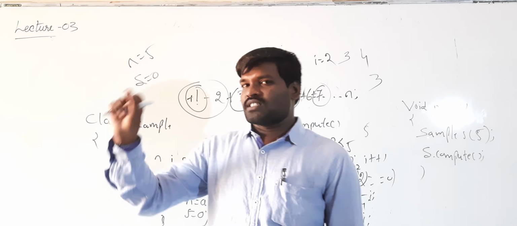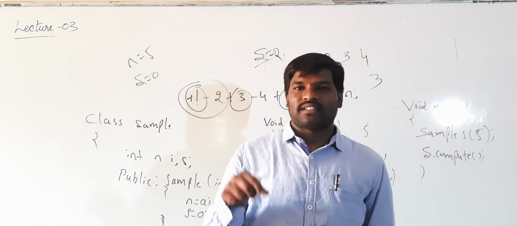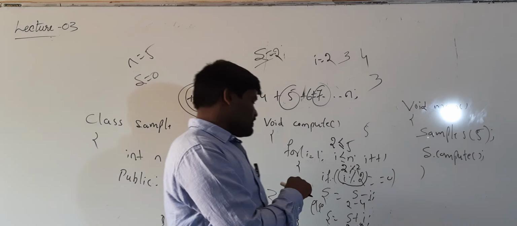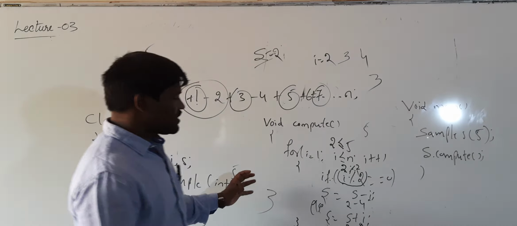In the if condition, if the number is even, you subtract it from the variable. If it is an odd number, we add it. Okay, so this is the program.